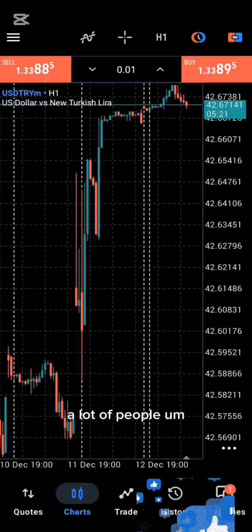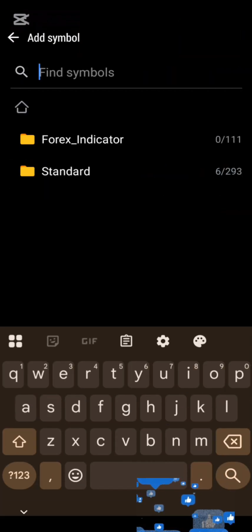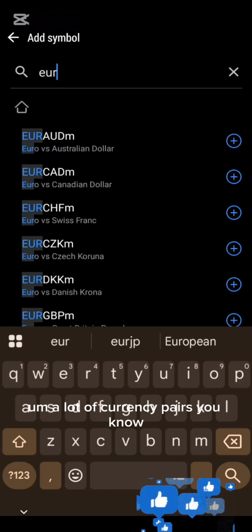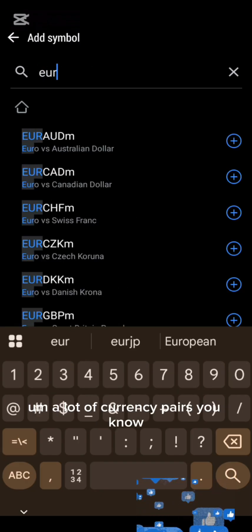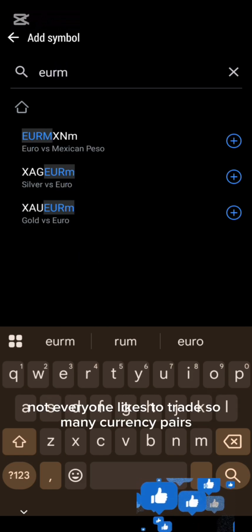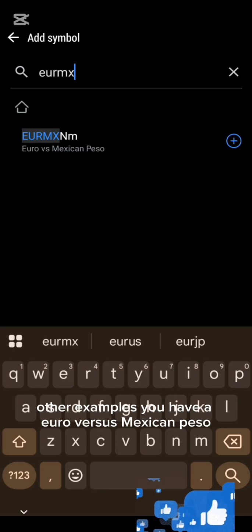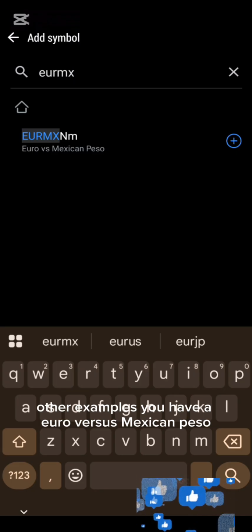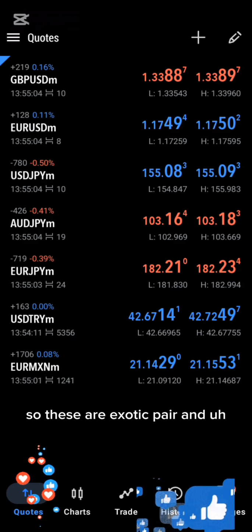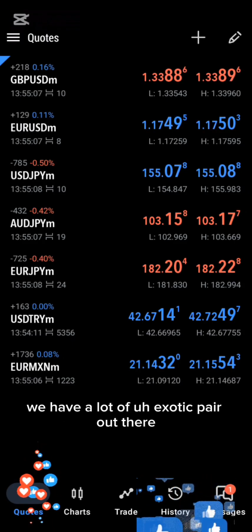A lot of people can trade a lot of markets, a lot of currency pairs, but not everyone likes to trade so many currency pairs. Other examples, you have Euro versus Mexican peso. So these are exotic pairs, and we have a lot of exotic pairs out there.